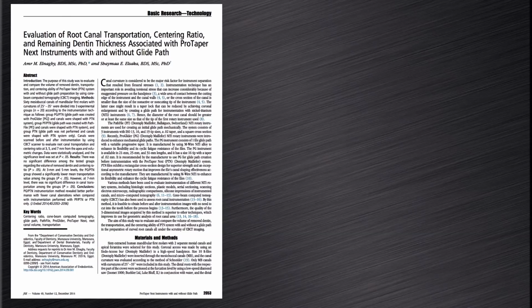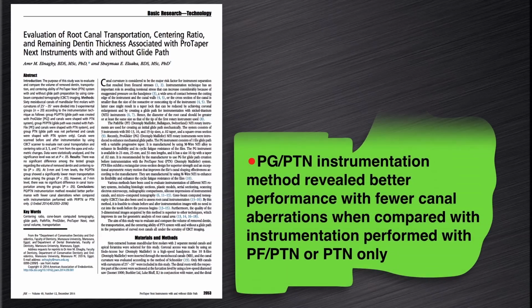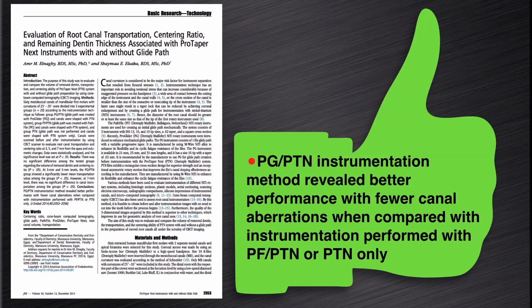These observations are also confirmed in an in vitro study done by Elnaghy and Elsaka, where they evaluated root canal transportation, centering ratio, and remaining dentine thickness associated with ProTaper Next with and without a glide path. They concluded that the combination of ProGlider and ProTaper Next instrumentation revealed better performance with fewer canal aberrations when compared with instrumentation performed with PathFile and ProTaper Next or with the ProTaper Next system on its own.